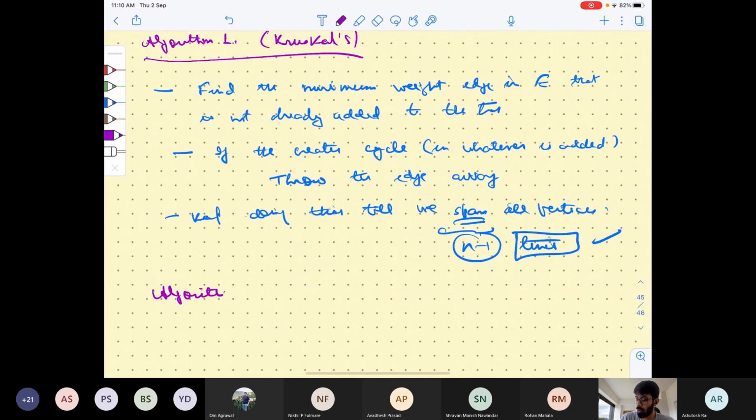So this is one algorithm. So what does it do? The first algorithm looks at the minimum weight edge in the graph and tries to add it to the tree. If it remains a tree, good. Go for the next edge. If it does not remain a tree, then again find the cheapest edge and add that.